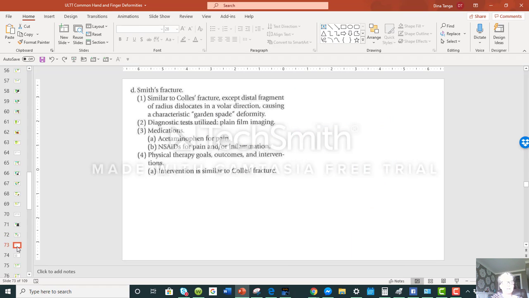Smith's fracture is similar to Colles' fracture, except the distal fragment of the radius displaces in a volar direction, causing the characteristic garden spade deformity. Diagnostic tests utilize plain film imaging. Medications: acetaminophen for pain, NSAIDs for pain and/or inflammation. Physical therapy goals, outcomes, and interventions are similar to the Colles' fracture.